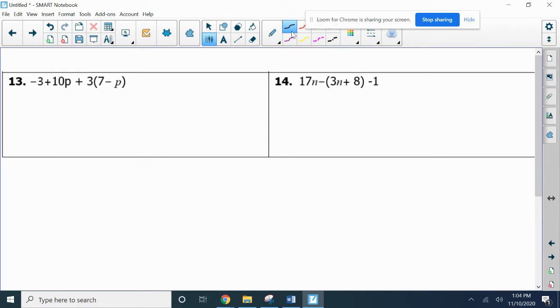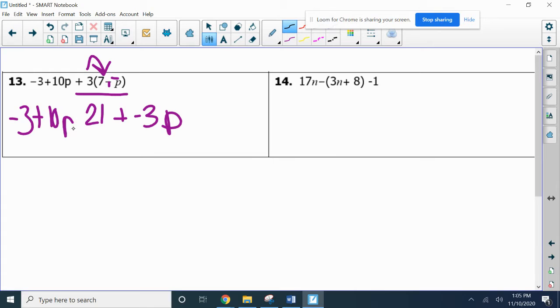So what did you do first? All right. So if you said that you distributed, then you did the right first thing. So we're going to distribute that 3. So 3 times 7 is 21. We're going to make this plus a negative p. 3 times negative p is negative 3p because there's an assumed 1 there. So 3 times negative 1p is negative 3p. And then we're going to bring everything else down. So negative 3 plus 10p plus 21 plus negative 3p.